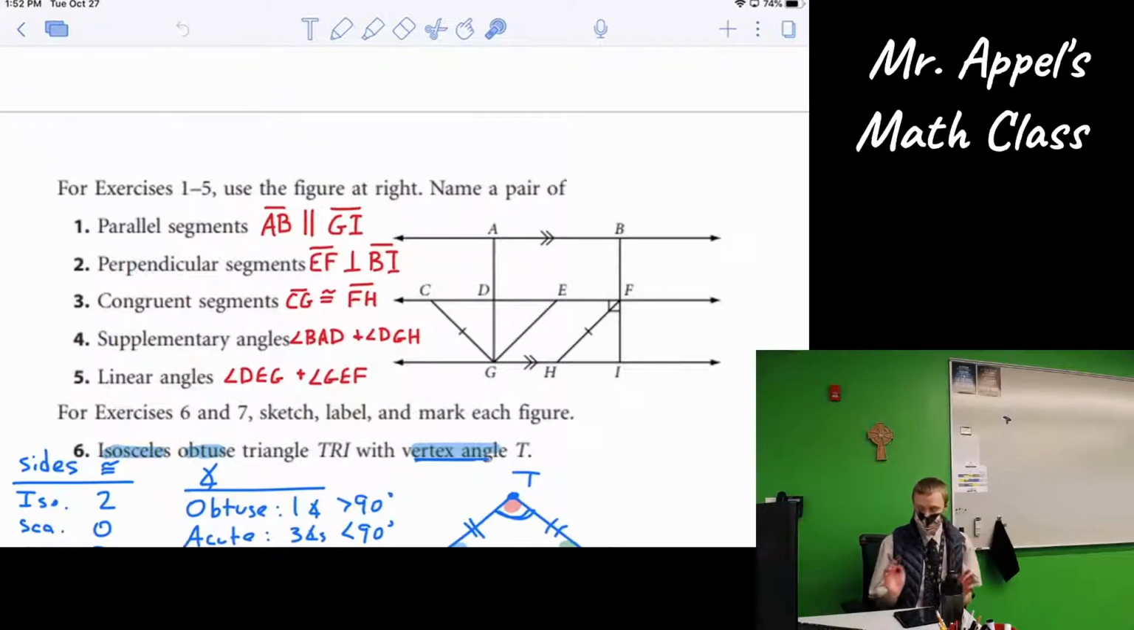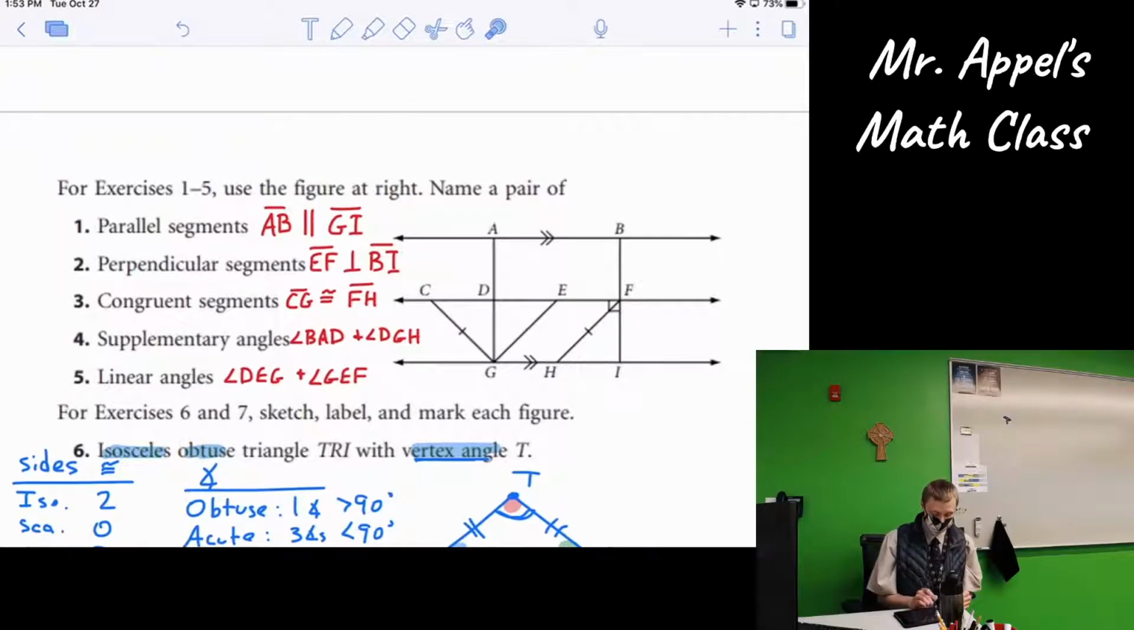A linear pair, or actually a linear set, would be angles that form a line. Right? So look here at DEG and GEF. They combine and they form this straight line right there. That's what makes the angles linear. So that's one example. There's a lot of them on this page, right? ADC, ADE. They're all going to share that vertex in the center. There's lots of combinations there.